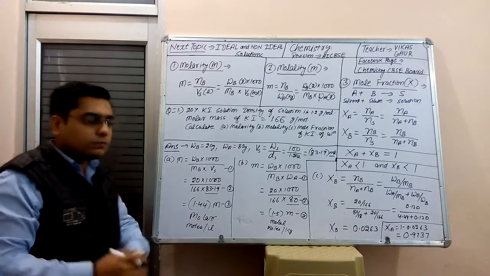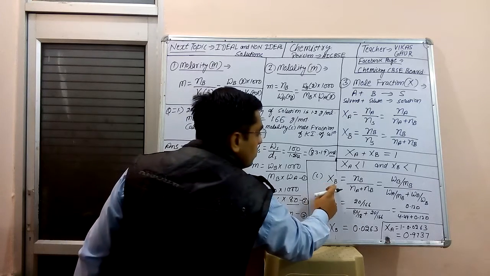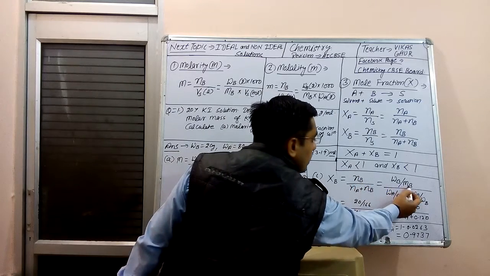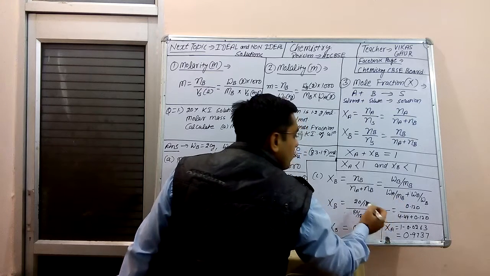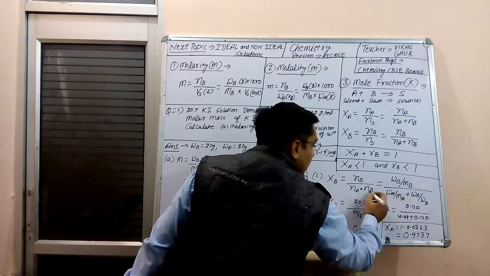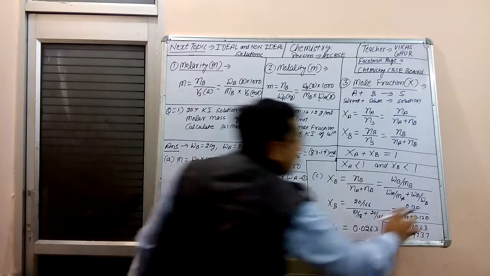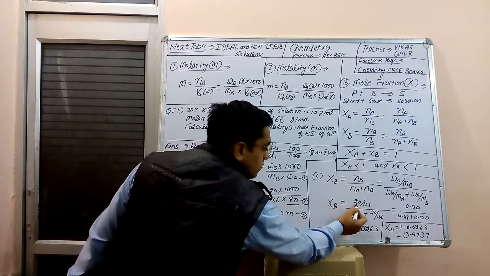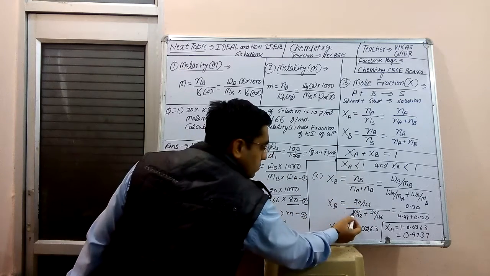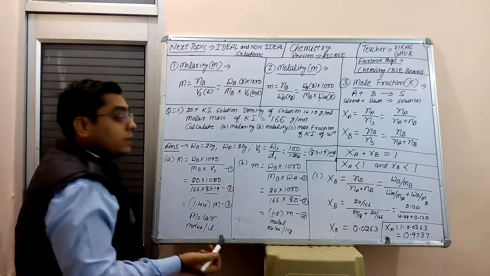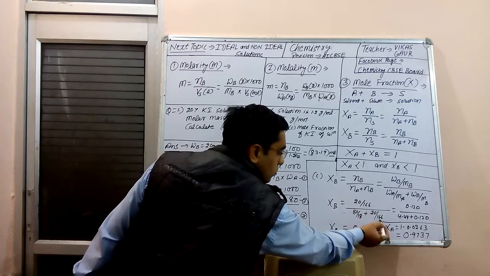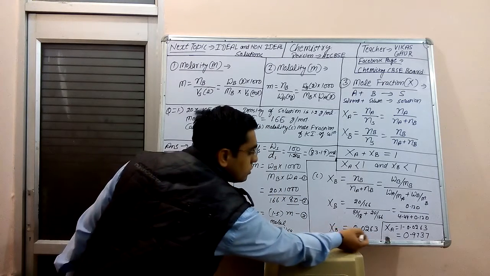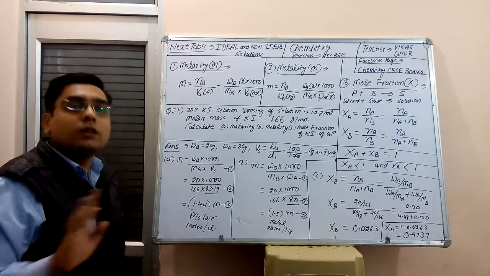One more question may be there. Mole fraction of solute B is equal to Nb upon Na plus Nb, and Nb is equal to Wb upon Mb, Na is equal to Wa upon Ma, and Nb is equal to Wb upon Mb, molar mass of B. Put the values: mass of solute, molar mass of solute, mass of solvent, molar mass of solvent, water 18, this one. And after solving, we get Xb as 0.0263. This is mole fraction, unitless.